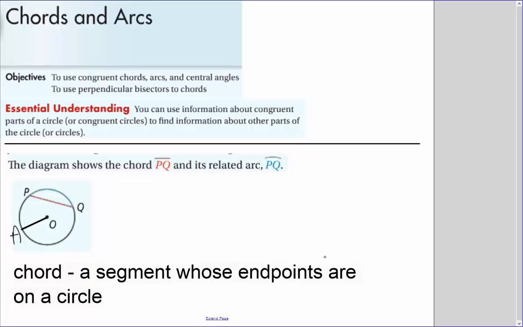So for every chord, it creates an arc. So chord PQ will also create arc PQ, and remember that it's two letters, therefore PQ is a minor arc. A chord is a segment whose endpoints are on a circle, so PQ is a chord. OA is not a chord, it's a radius, because both endpoints are not on the circle. Just because one endpoint A is on the circle, endpoint O is not on the circle, therefore O to A is not a chord. PQ is a chord. So again, a chord is a segment whose endpoints are on a circle.